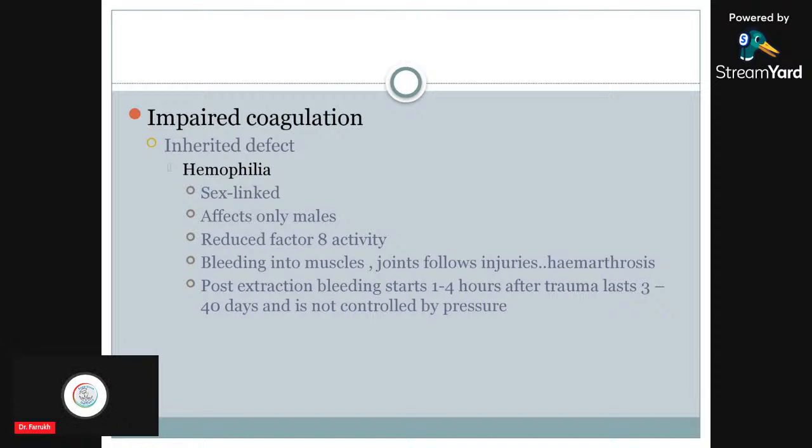Bleeding into the muscles and joints follows injuries, hemarthrosis, and post-extraction bleeding starts 1 to 4 hours after trauma and lasts 3 to 40 days and is not controlled by pressure. So you should know that.